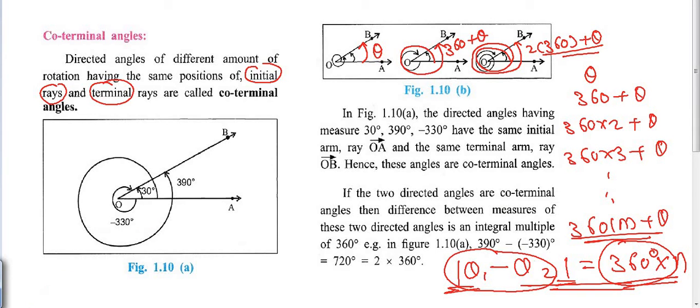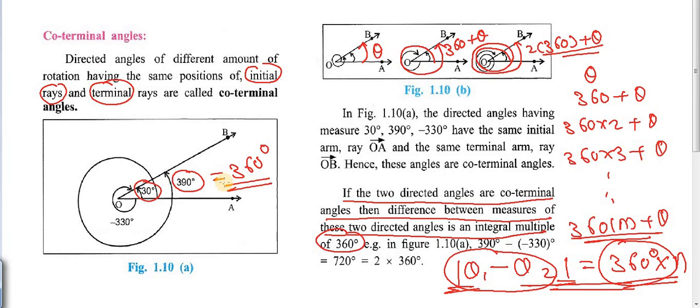As is clear over here, if two directed angles are coterminal angles, then the difference between the measures of these two directed angles is an integral multiple of 360 degrees. For example, as seen over here, one is 390 degrees, another is 30 degrees. So the difference between them, 390 minus 30, is equal to 360 degrees. So for coterminal angles, always remember the modulus of their difference is a multiple of 360 degrees.